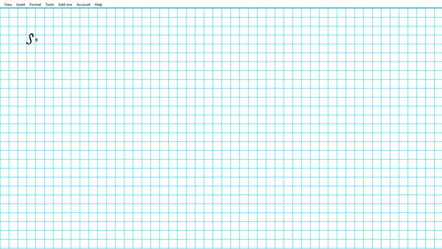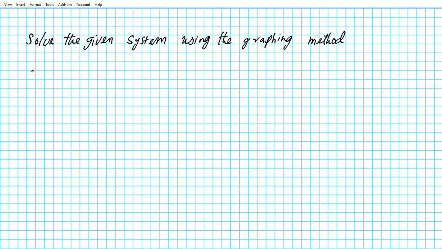In this presentation, we're going to solve the given system using the graphing method. The problem we're going to look at involves lines presented in standard form. Let's say we have x plus 3y equals 9 and 5x plus 3y equals negative 3. We have these two lines given in standard form, and we want to determine the solution by graphing. We're going to proceed to label the equations.